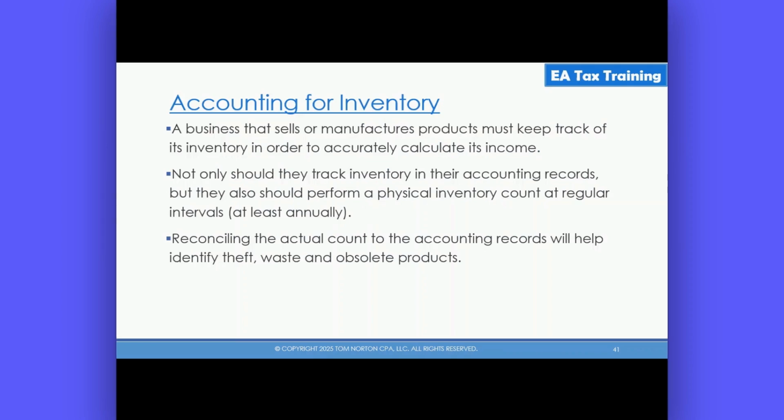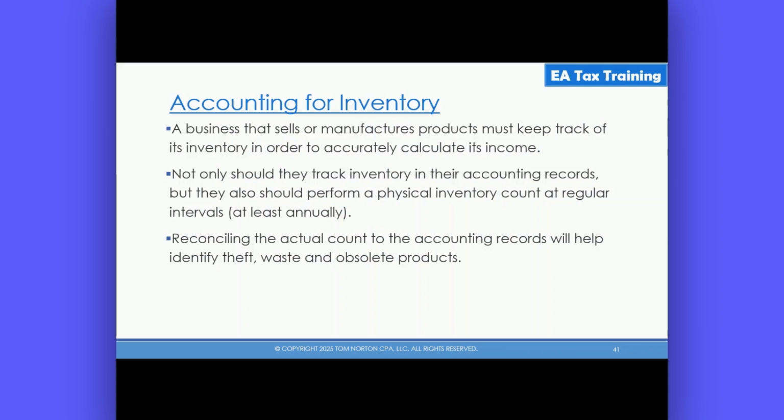Accounting for inventory. A business that sells or manufactures products must keep track of its inventory in order to accurately calculate its income. Not only should they track inventory in their accounting records, but they should also perform a physical inventory count at regular intervals, at least annually. Many businesses will count their inventory much more frequently. They might do it quarterly or monthly. Some of them do it daily or even by the shift. So, for instance, if you have a convenience store, the cigarettes are high theft targets. So they may actually make the clerks do an inventory of the cigarettes at the beginning of every shift.